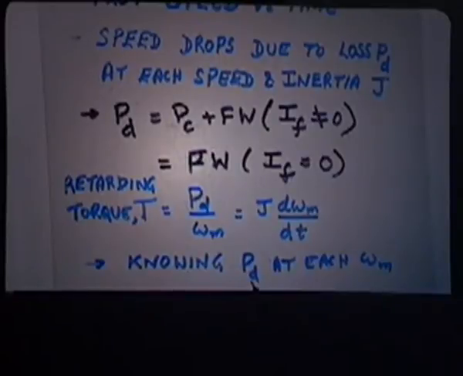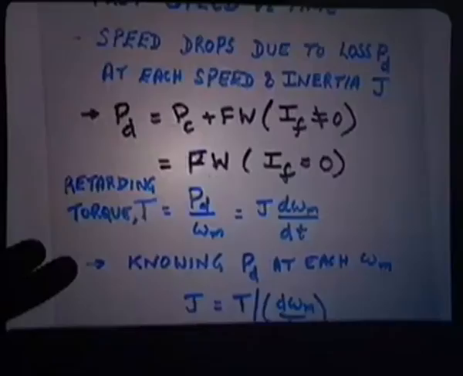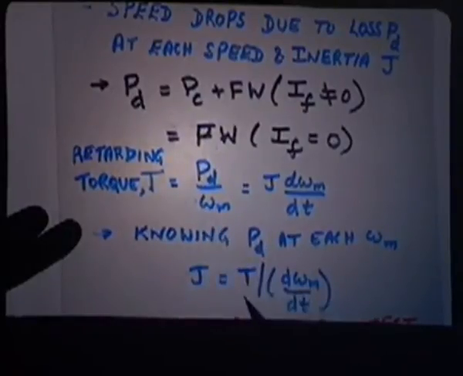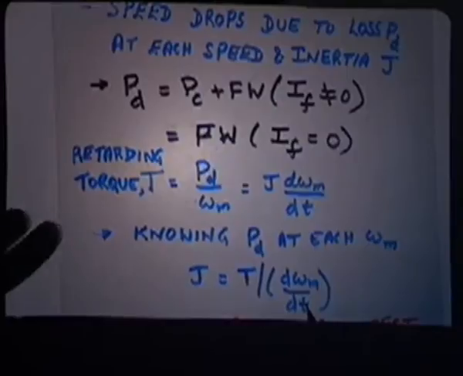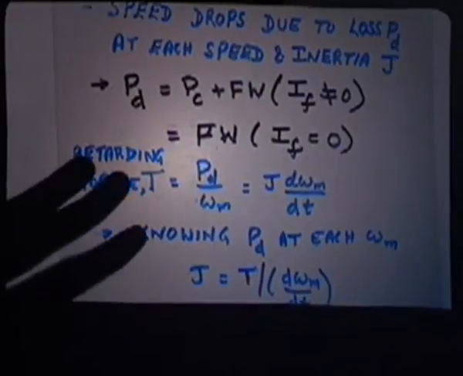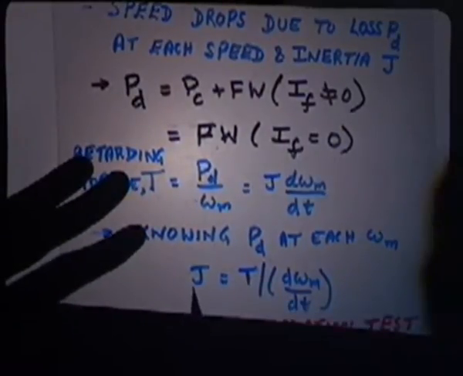Okay. So if you have that information of the power loss at different speeds, then it is possible to obtain J as the torque divided by d omega by dt. So this is one way of estimating the inertia of the rotating parts of a DC machine, and that inertia may vary with different speeds to some extent because of the measurement problem, so you can take an average of this. Okay.